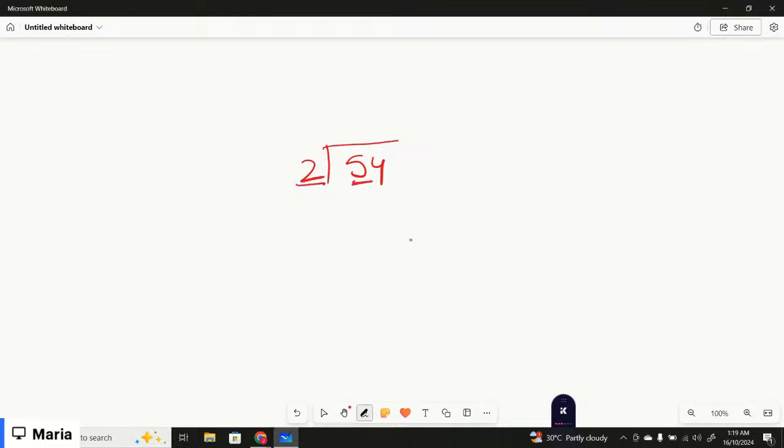Here you have 5, here you have 2. 2 is less than 5, right? That means you can divide. So 2 times 2 is 4, because 2 times 3 is 6 and 6 is greater than 5, right? So you can go for 2 times 2, that is 4. 5 take away 4 is 1. Bring the next digit down. You have 14 now. So 2 times 7 is 14. So that means 54 divided by 2 is 27. The correct option is 27.